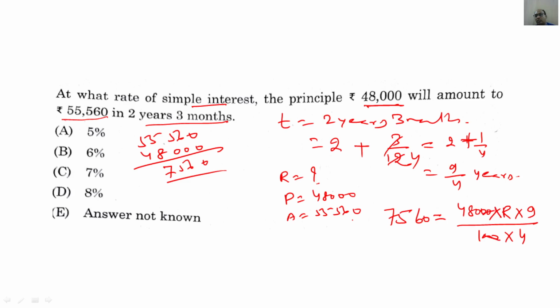These 2 zeros we have cancelled, then this 4 1 2 0 I have cancelled, this 0 and this 0 also I have cancelled, and with 9 this can be cancelled, 9 8 72, 36, 9 4 36, and this 12, 7 12 84. So R is equal to 7%. R is equal to 7%.